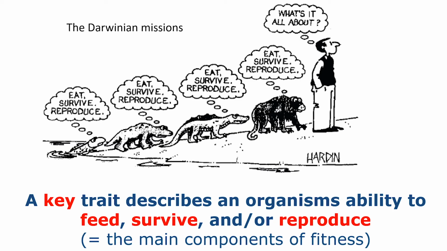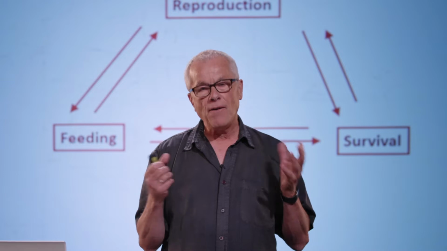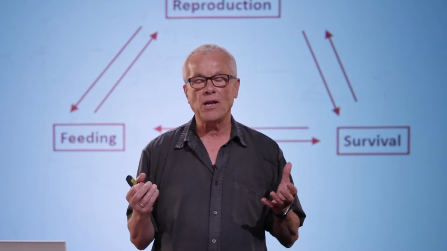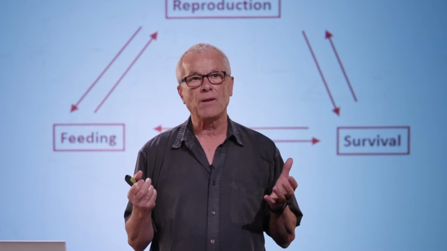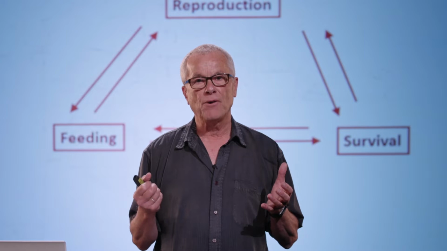A key trait is a property of an organism that is a main determinant of its Darwinian fitness. And the Darwinian fitness, in turn, is a measure of the success of an organism in undertaking the three fundamental functions of an organism, namely to survive, to feed, and to reproduce. However, there are conflicts between these missions. There are no organisms that perform optimally with respect to all of these three missions or functions at the same time. There are no superbugs.